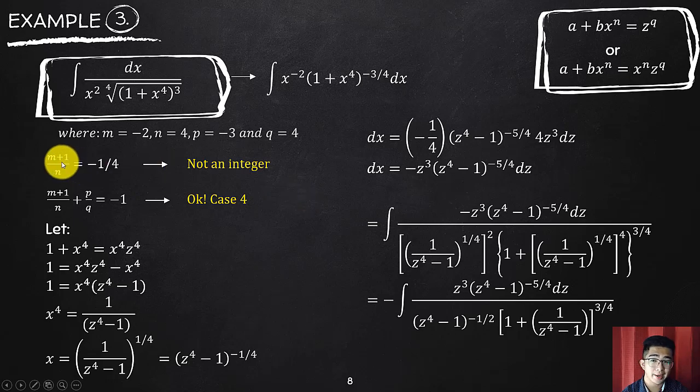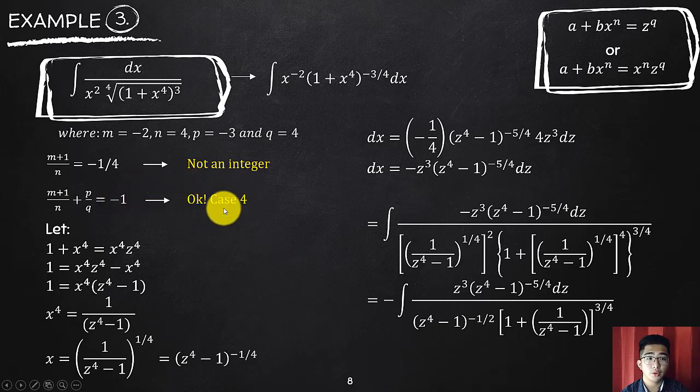If we try to do that, what is m? Negative 2 plus 1, that's negative 1. N is 4, that is negative 1/4. That is not an integer, that is a fraction. Therefore, it does not belong to case 3. So we simply check again: m plus 1 over n plus p over q this time. So this becomes negative 1/4 plus negative 3 over 4. Negative 1/4 minus 3 over 4, that is negative 1. Since this is an integer, we are now on case 4.